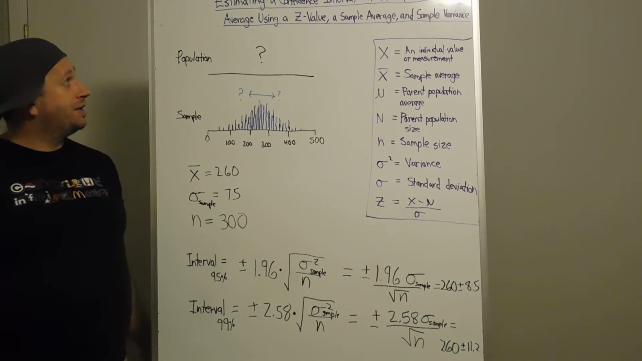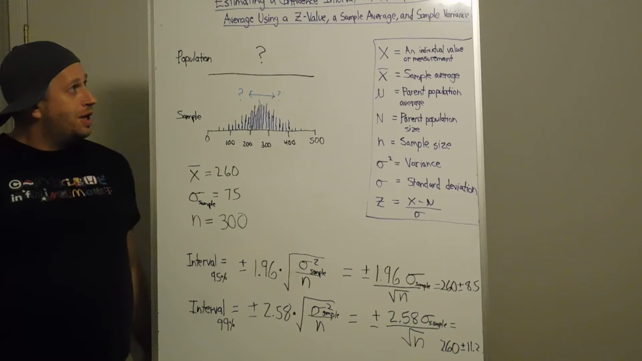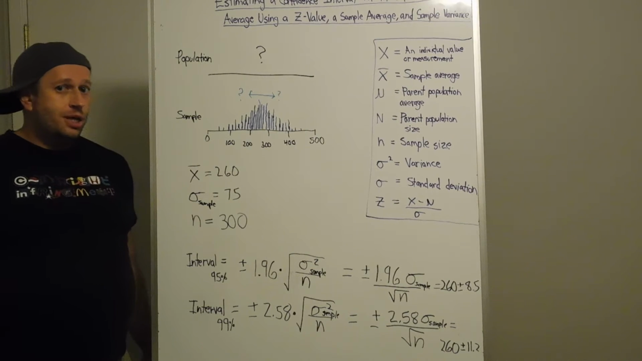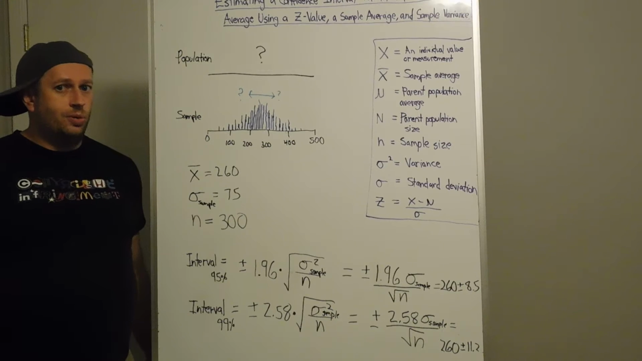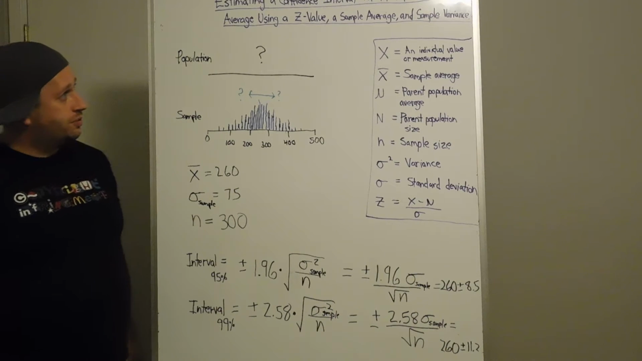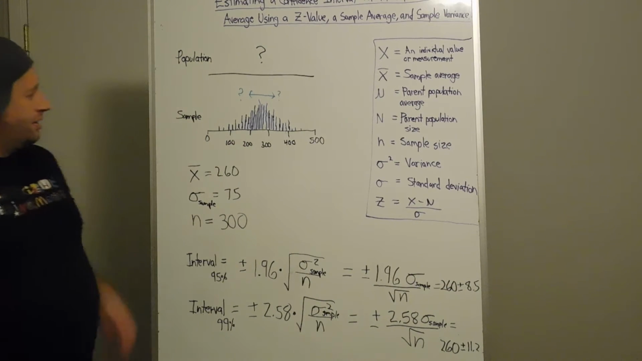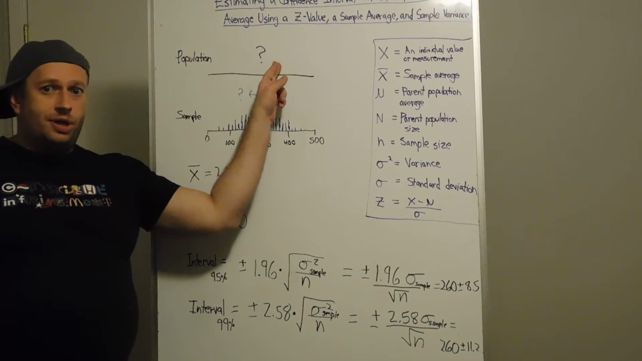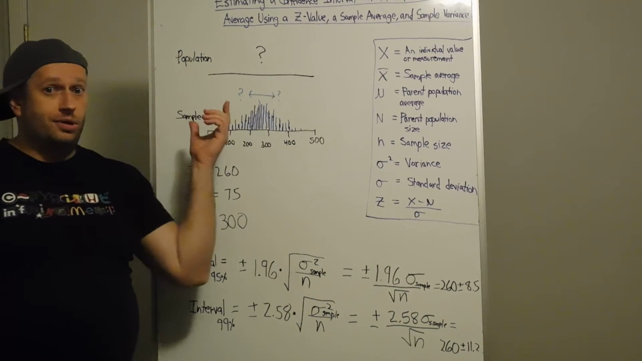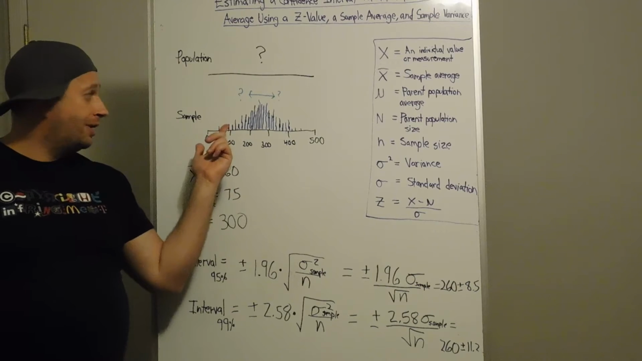I'm going to talk about estimating a confidence interval for the population using a z-value, a sample average, and a sample standard deviation or variance, whichever way you want to think about it. So let's say there's a population here. We don't know anything about it except for what we have in our sample.